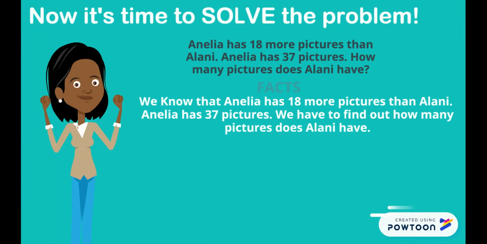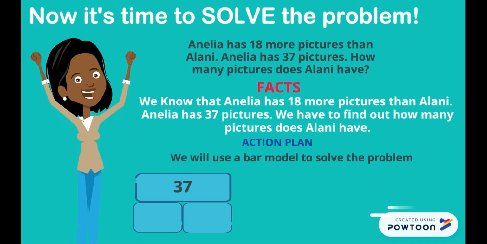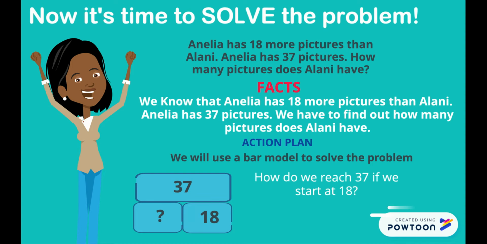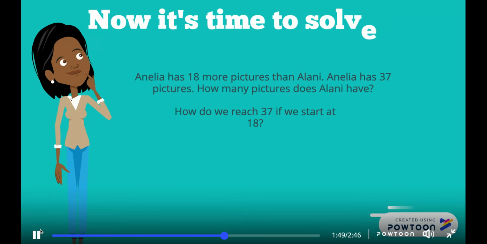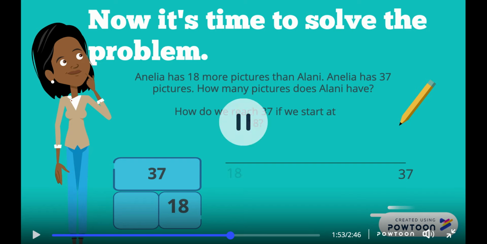Yes, now it's time to solve this problem. So we know that Anulia has 37 pictures. So the 37 pictures is our total. And we know that she has 18 more than Alani, so that is our part. So how do we reach 37 if we start at 18? So let's think about that. How do we reach 37 if we start at 18?